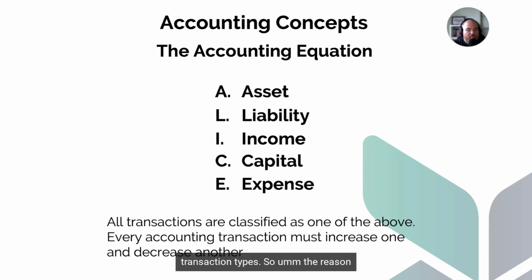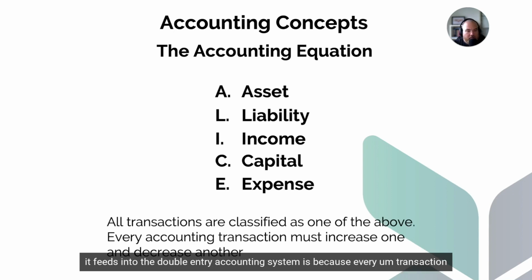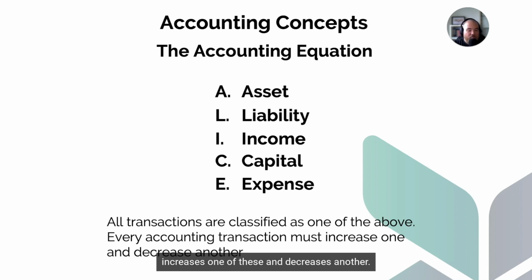The reason it feeds into the double entry accounting system is because every transaction increases one of these and decreases another. So there's a positive and a negative entry, hence the word double entry. There's a debit and a credit. So that's why it all fits together and it all works as well as it does.